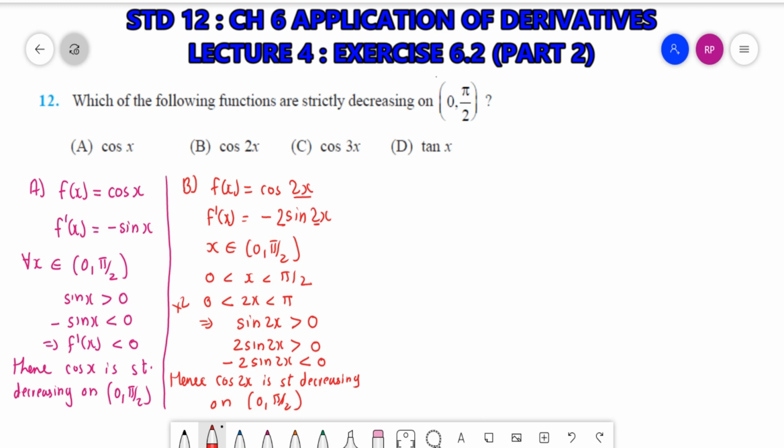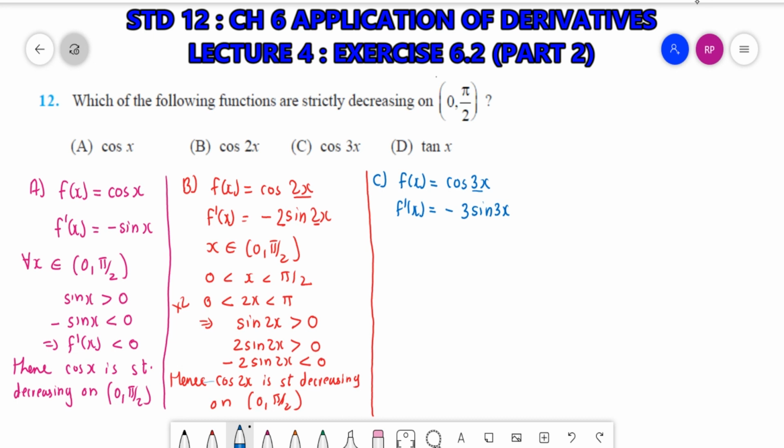Now let's see about C. f(x) is equal to cos 3x. So what will be f dash x? F dash x, derivative of cos 3x is minus sin 3x, and into d by dx of 3x, which is 3. So f dash x is minus 3 sin 3x.